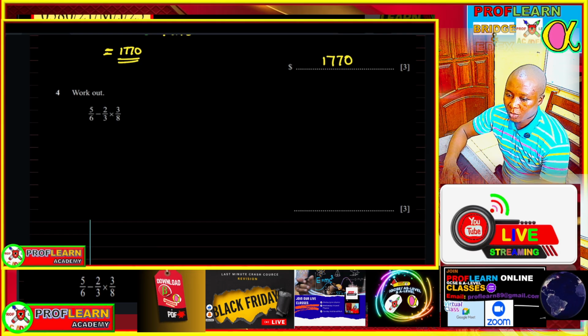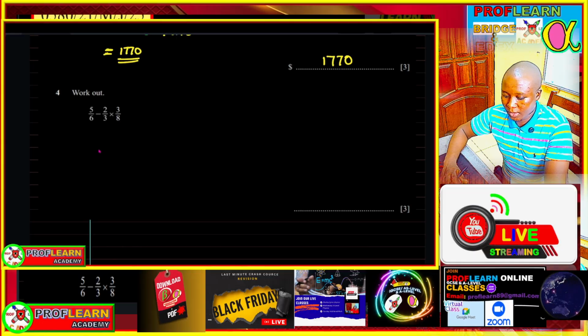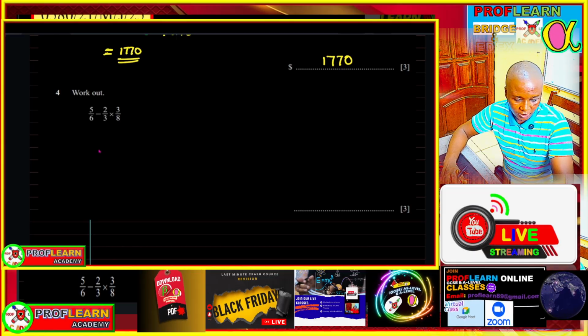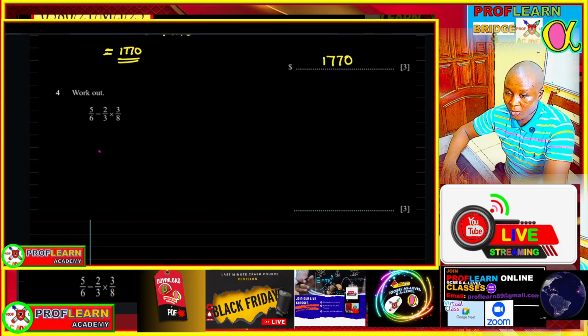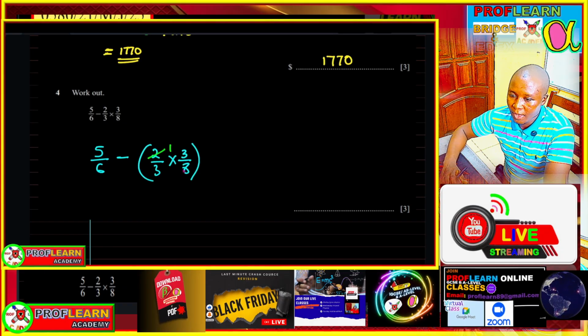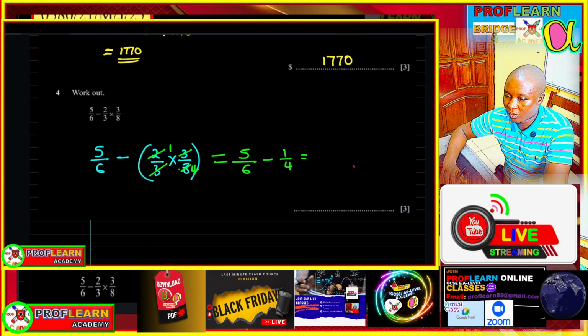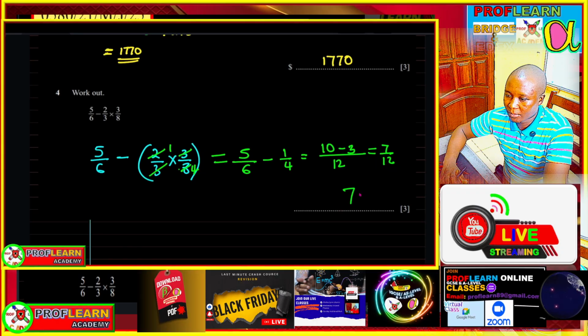All right, moving to question number 4. And in question number 4, we were given fractions. So we'll start by working out the multiplication first. So working out the multiplication, we shall have 5 over 6 minus 2 over 3 times 3 over 8. We can just group this together and work it out. And that is going to cancel. And we shall have 5 over 6 minus 1 over 4, which we are going to express as a single fraction. And our final answer becomes 7 over 12.